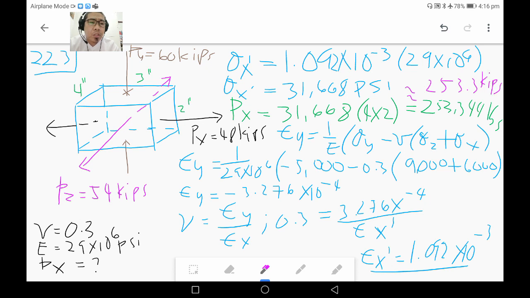Because the answer in the book is in kips. So, nilipat na natin sa kips. So, kung kips siya, that is 253.3 kips. I think that is the answer in the book. 253 kips tension, no? Tension. Yun ang sabi doon sa book, tension. Okay? So, that is our answer.